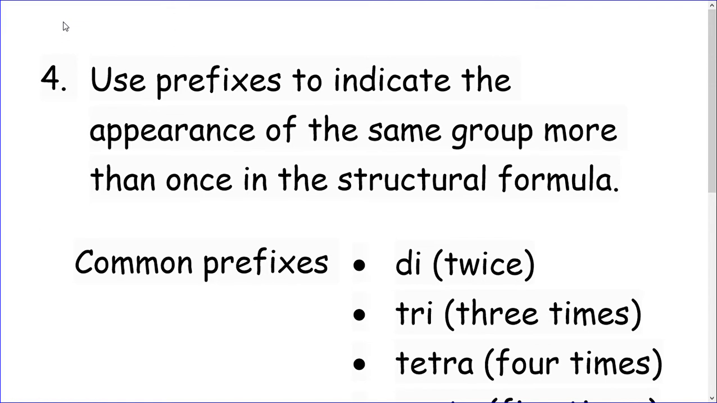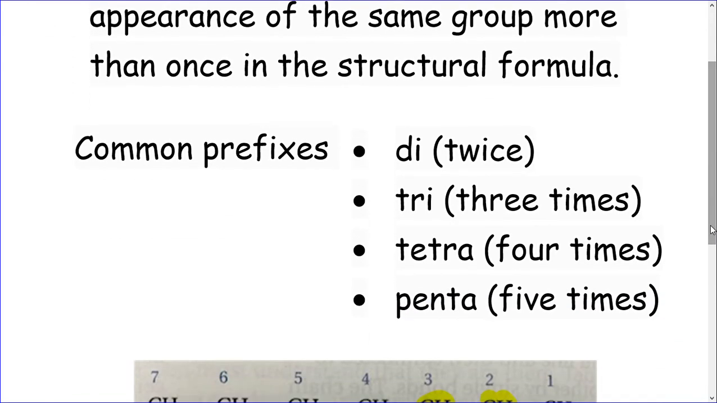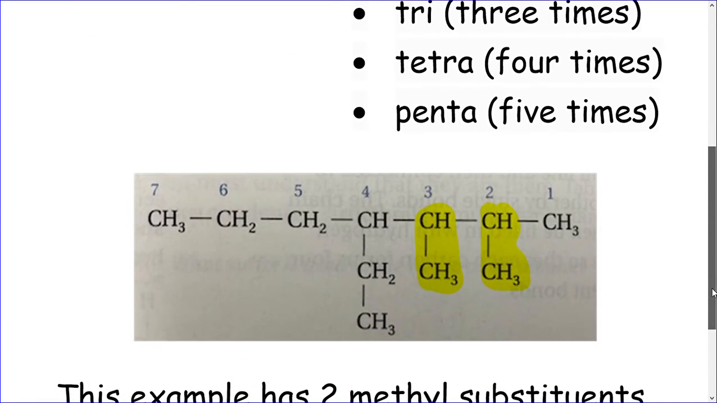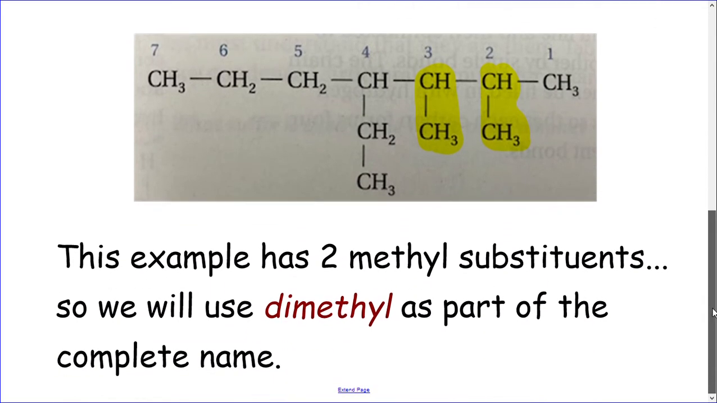Use prefixes to indicate the appearance of the same group more than once in the structure. So there's common prefixes that we use here, and there's really nothing new here. Di, tri, tetra, penta, right? All the same kind of prefixes that you would have seen maybe in other things from before. So if we take a look from before, we actually had two here that were the same, right? We had two methyl groups. It's just they're at different numbers. So this example, we've got two methyl substituent groups. So we're going to say dimethyl as part of the complete name.